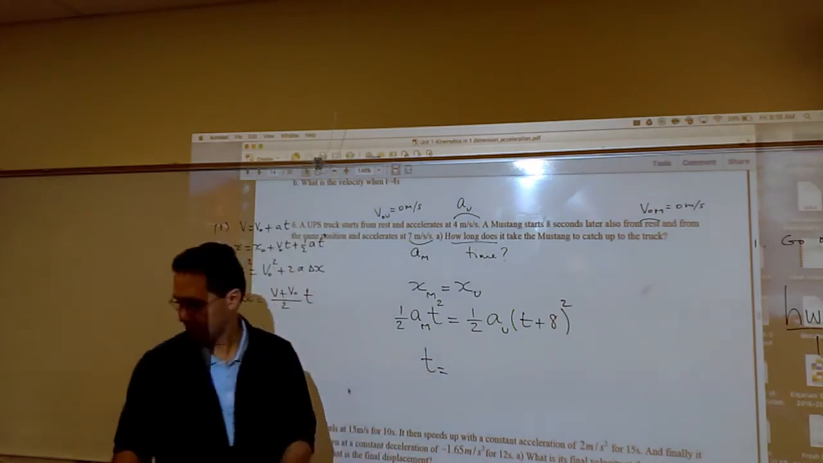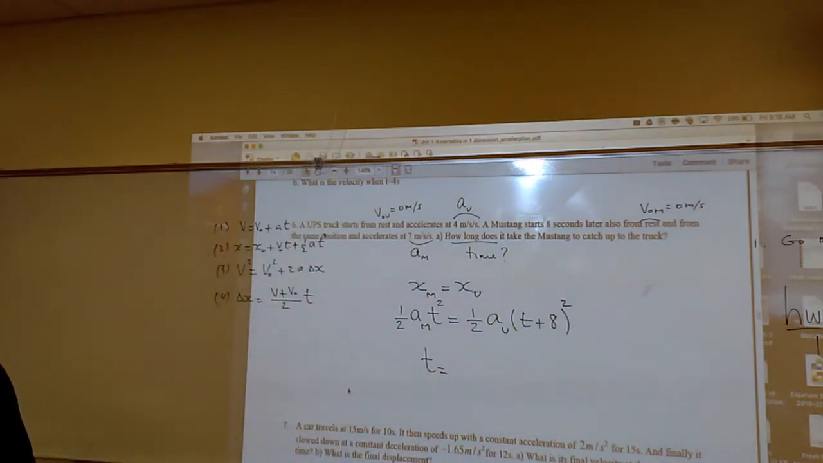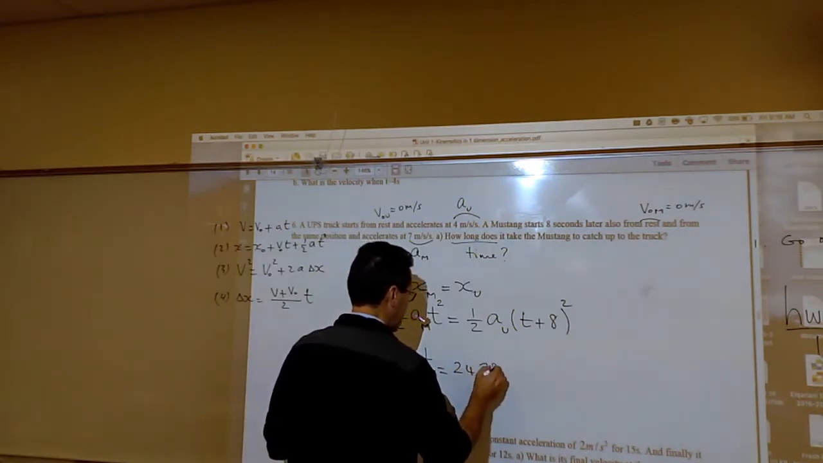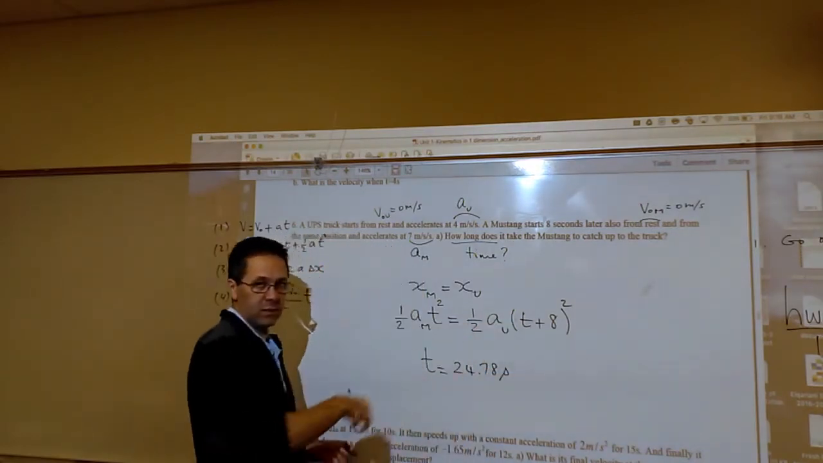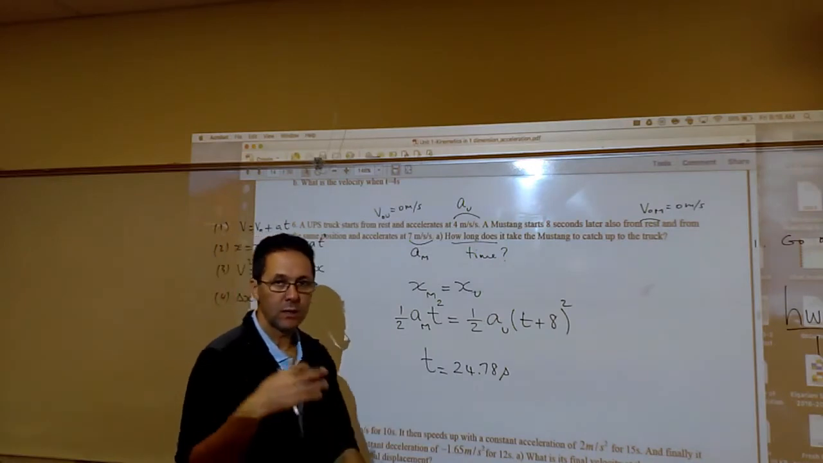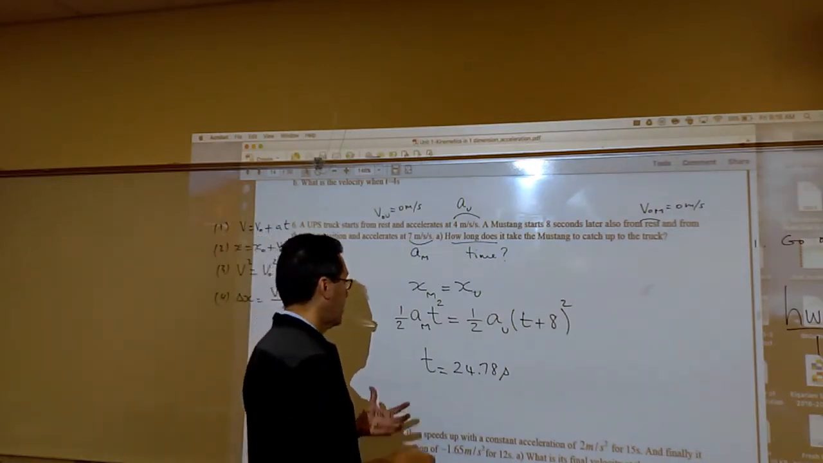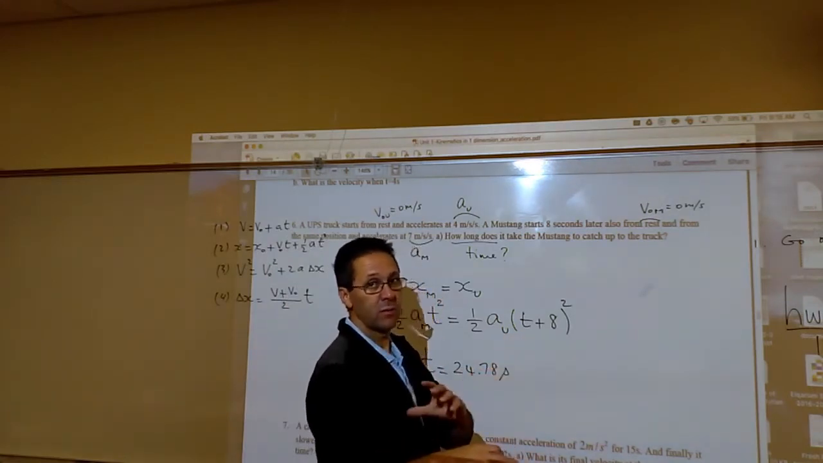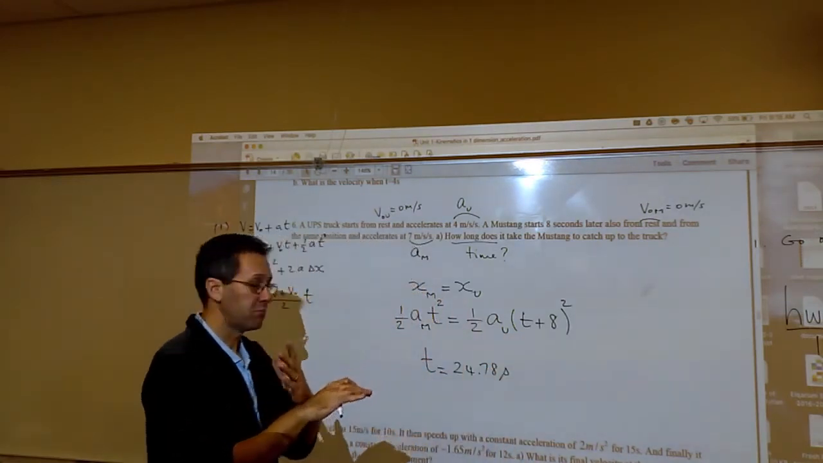you should get a time of 24.78 seconds. And the way you would solve this, you can FOIL, you can do a quadratic equation, or you can just put this in the calculator, graph them, and figure out the intersection point. And that's your answer.